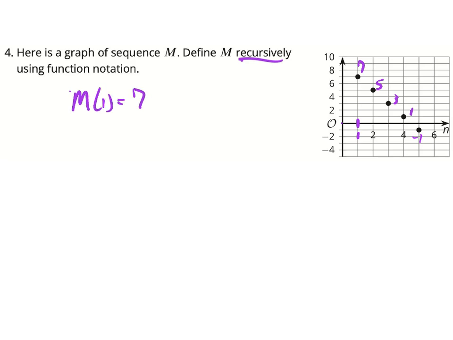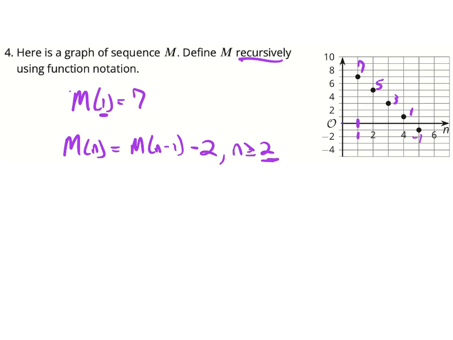And then we're going down by 2. So m of any input n is the previous term minus 2, the change, for n greater than or equal to 2. Because this is 1, the next term has to be 1 bigger.